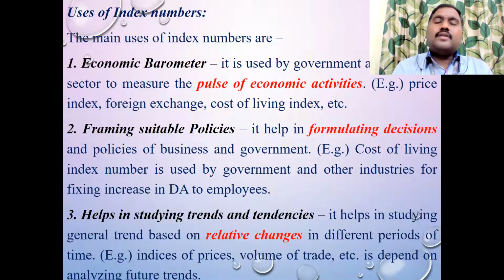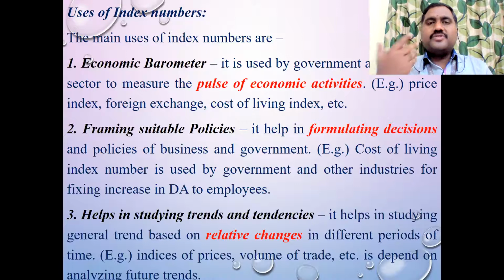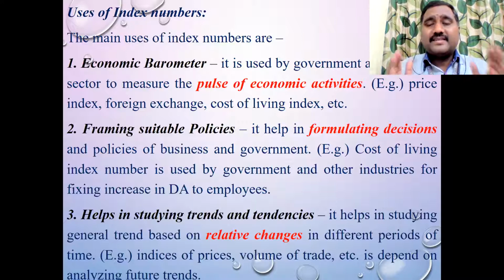And the third important usage of index numbers is that you can know what the present trend is. That's why I told you about the lifestyle of the people. According to the changes in the lifestyle of the people, there are a lot of changes in the market and the society. New products are coming, new models are coming, new businesses are coming. So index numbers are also helpful for finding out the latest trend in the society or market.